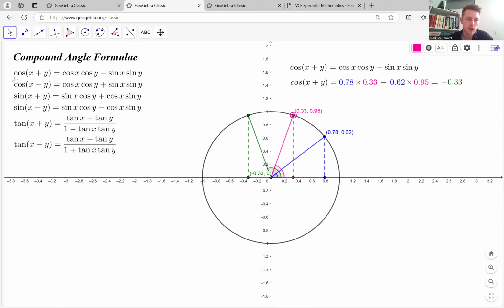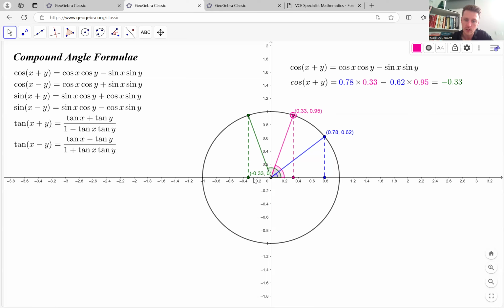And so just as a demonstration that this property holds true, the property says that cos of x plus y equals cos of x multiplied by cos of y minus sine of x by sine of y. So what we have over here is just that property. And all right, cos of x at the moment is 0.78. Cos of y is 0.33 minus sine of x, which is 0.662, multiplied by sine of y, which is 0.95. And you'll notice at the moment that that gives us negative 0.33, which is the cosine value of x plus y. Remember, cosine value is the x coordinate.